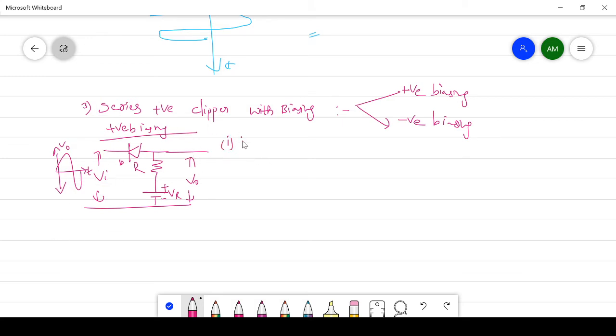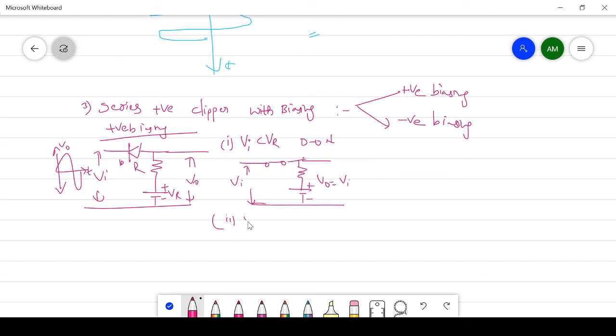The first condition is Vi less than VR, below the reference voltage. When we apply a voltage below the reference voltage to the cathode terminal, the diode is in forward bias, so it is conducting. The diode is on, which is nothing but a short circuit. So when we give low voltages, we get the output V0 equal to Vi, the input voltage.